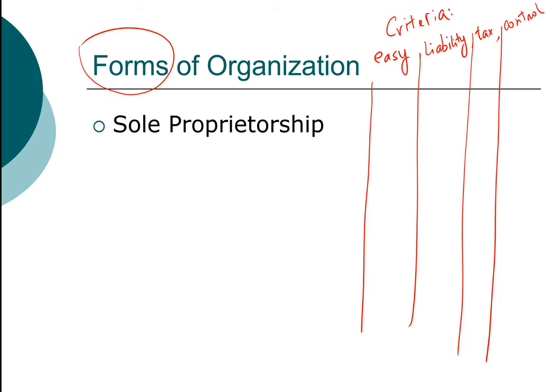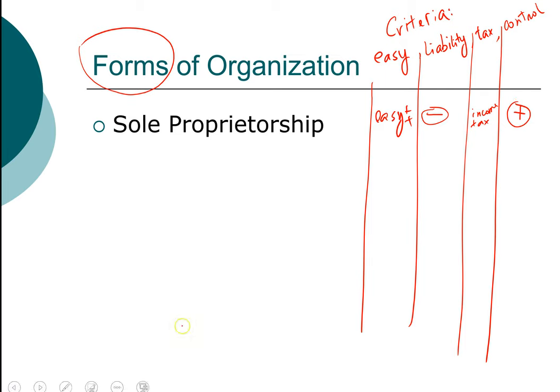For the sole proprietorship, we said it is very easy, so I'll put down easy and put a check mark there to indicate that it is really, really easy. Liability is a big, big negative because you have no protection for liability. Tax is a little bit complicated, and we'll talk more about tax in the next chapter as well. For a sole proprietorship, you pay everything as income tax, so that can be good or bad. I'll talk about that once we introduce the other forms. And control has a big, big plus because you are the only one in charge. You can do whatever you want with the business.